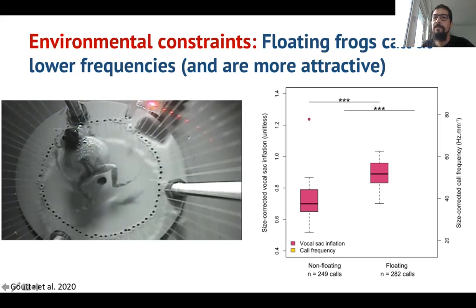So when measured, what you find is that these are the box plots of the data obtained from this experiment. What you find is that vocal sac inflation is larger in floating frogs. They are unconstrained. And this is also accompanied by a decrease in call frequency. So floating frogs that can inflate completely will call at lower frequencies than the other males. And they will be more attractive to females also.